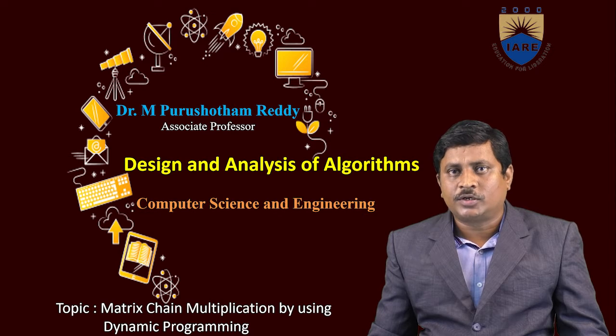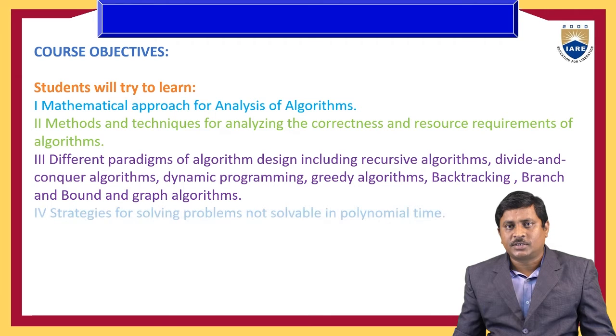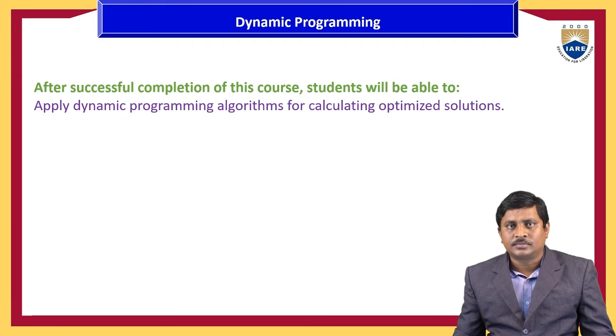In this session, today we are going to discuss matrix chain multiplication by using dynamic programming. These are the course objectives with respect to this subject, design and analysis of algorithms. These are the course outcomes with respect to this chapter, dynamic programming. After successful completion of this course, students will be able to apply dynamic programming algorithms for calculating optimized solutions.